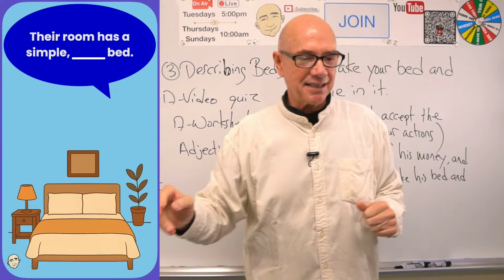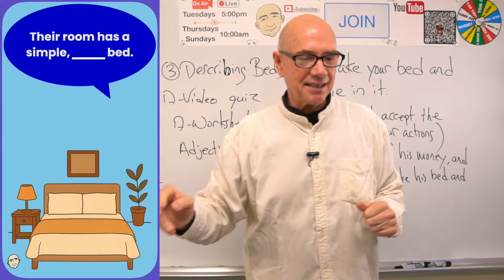Okay, our next sentence. Their room has a simple bed. Their room has a simple bed. What could that adjective be? So our key word is simple there. Simple, and then another word for simple. The room has a simple bed.